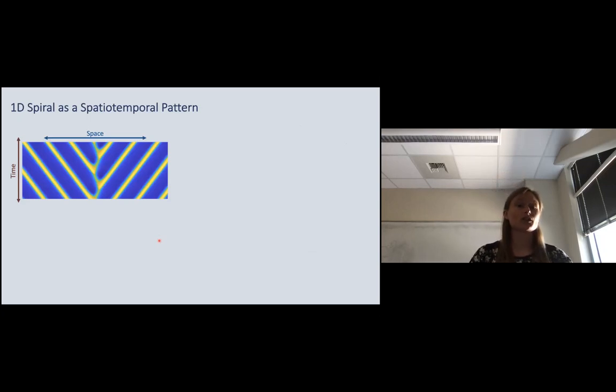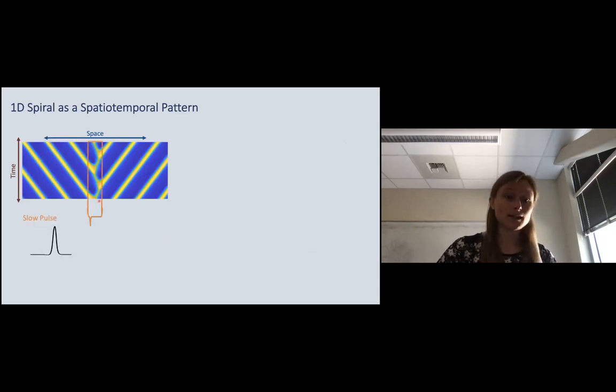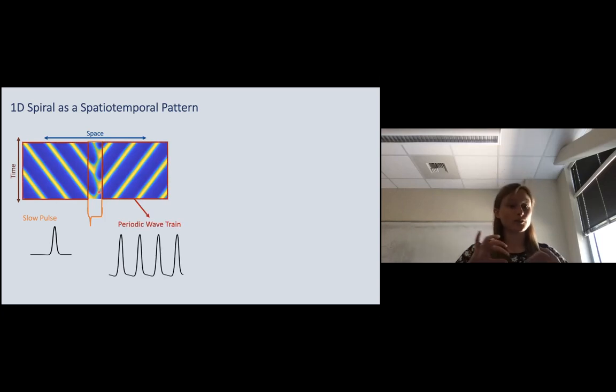So we're going to consider this 1D spiral as this two-dimensional spatiotemporal pattern. At the center, or the core, of this pattern, it's really the slow pulse that's connecting these oppositely propagating waves. It's like the slow pulse is propagating in time and then shoots off a fast pulse in the same direction and a retrograde slow pulse. If we were to look at the far fields away from this core of this pattern, we see that the waves assemble into this nice periodic wave train and into this regular structure.